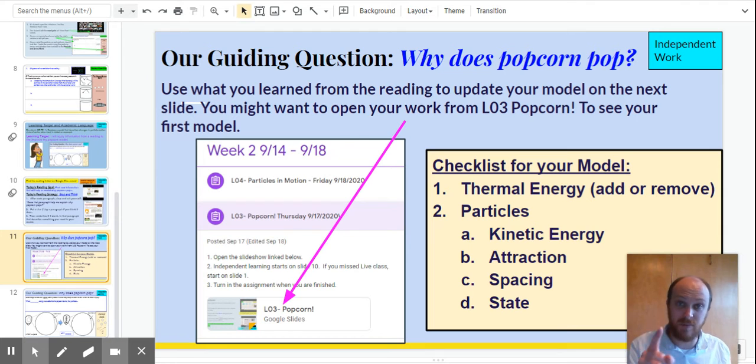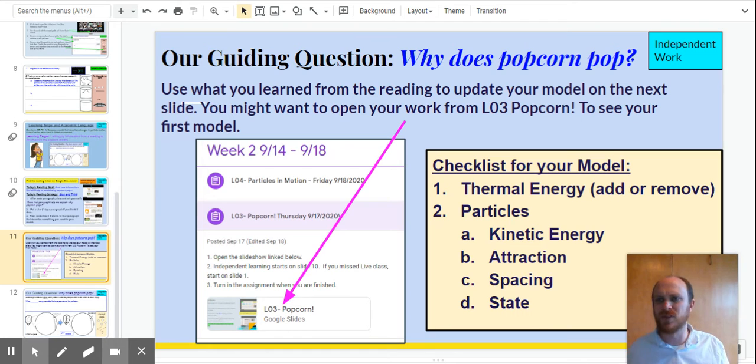Now you're ready to model it. You might need to go back and forth to the reading a couple times and go, wait, what did I read? Oh, yeah. You also might want to look at the popcorn model you did a week and a half ago. That would be here. Here's week 2, lesson 3, popcorn from Thursday, 9/17. Click on it, open it up, scroll down to where you did the model and check it out to be like, oh, you might be impressed.